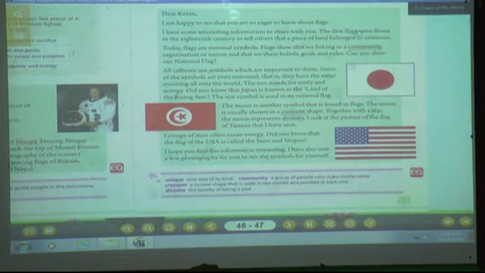The first flags were flown in the 18th century. When were the first flags flown, students? Yes, they were flown in the 18th century to tell others that a piece of land belonged to someone. So before, when the flags were flown, it showed that that piece of land belonged to that country or to someone. But in today's generation, what is the importance of a flag? See here. Today, flags are national symbols.